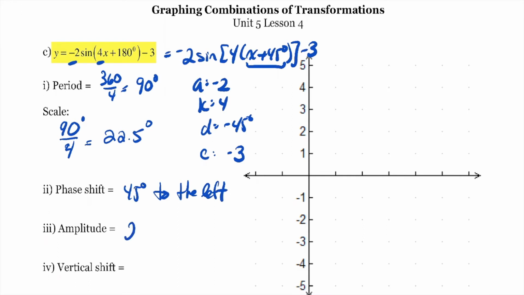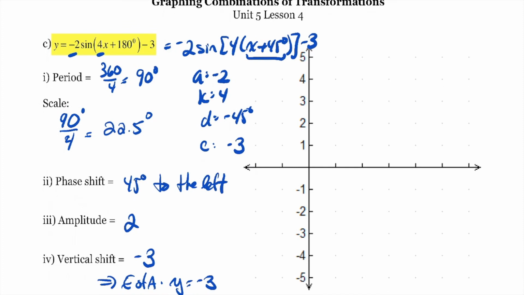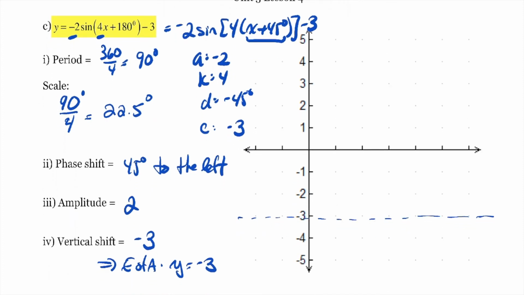So the amplitude is 2. And the vertical shift here is my c value, which is negative 3. So that means my equation of axes is y is equal to minus 3. So let me just quickly draw that in since I've got that. And let's put in our scale.